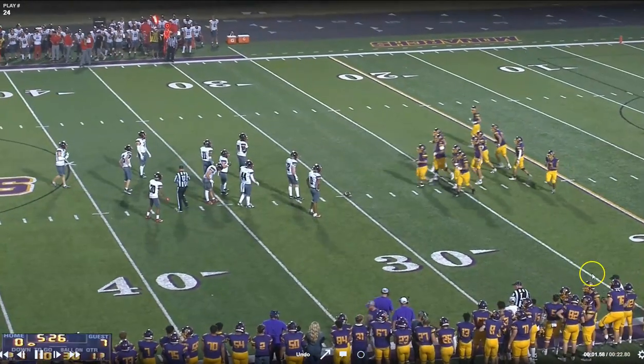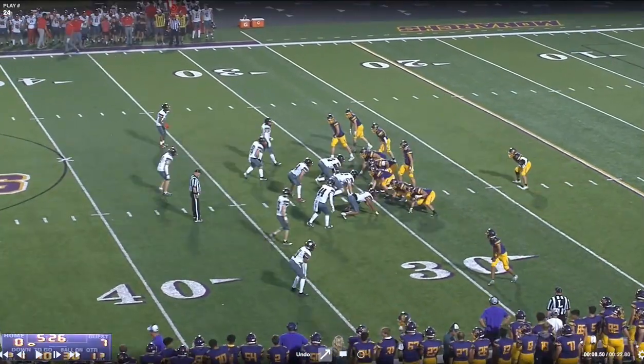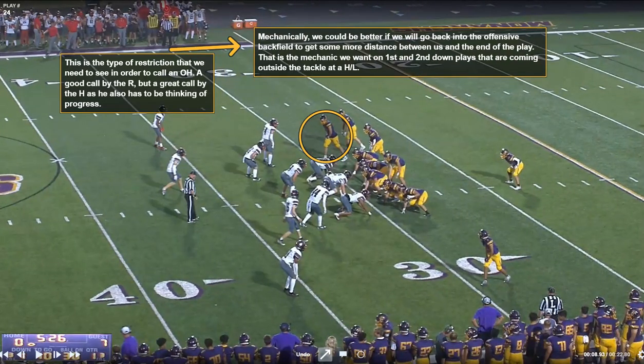I think that was our last play. Yep. That was a little longer, but covered a lot of good stuff there.